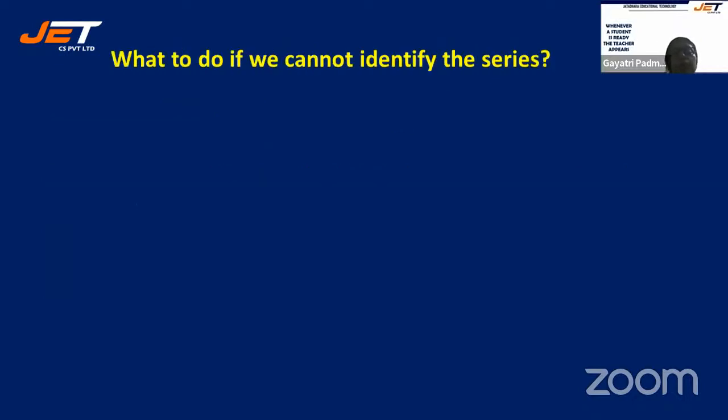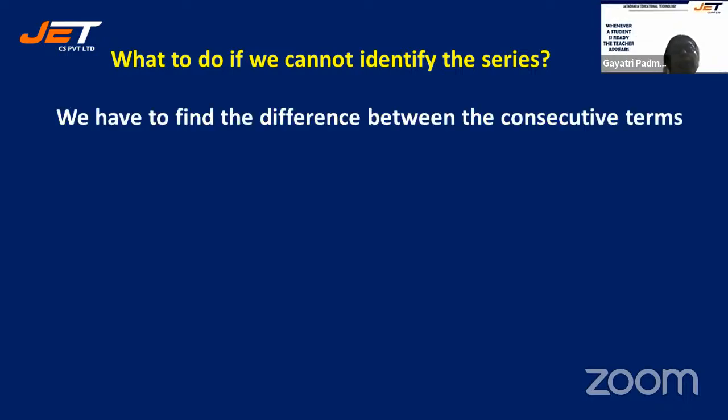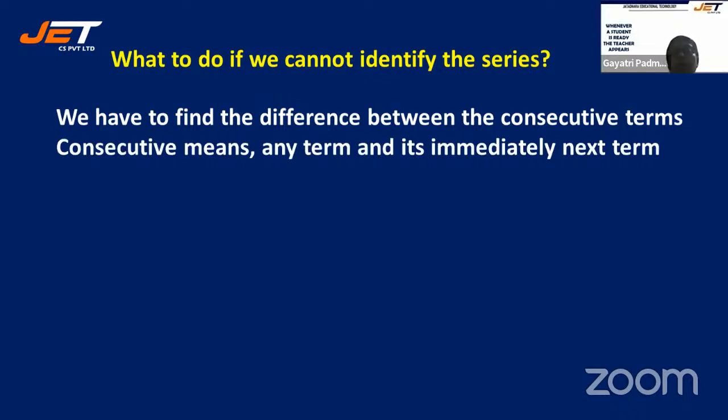Now, what to do if we cannot identify the series? The set of series that we did so far was in such a way that it was easily identifiable. Sometimes, we cannot easily identify. In that case, what to do? We have to find the difference between the consecutive terms. Consecutive means any term and its immediately next term. That is the difference between the first and the second.